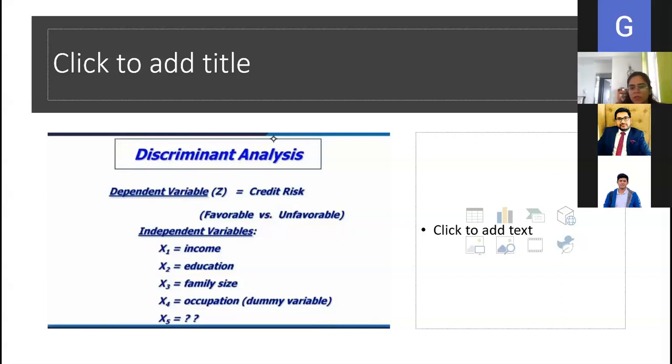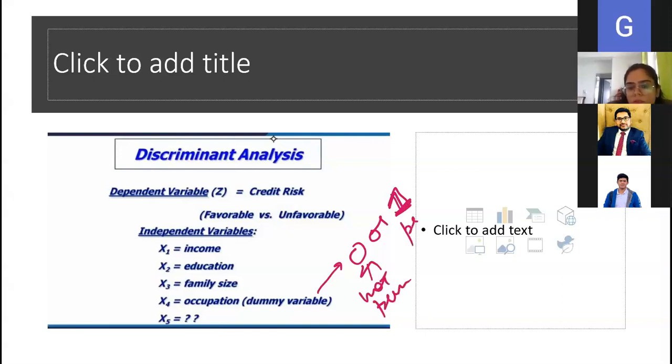Dummy variable means, do you understand what a dummy variable is? Dummy variable is basically 0 or 1, which means a characteristic is not present or present. That is dummy variable, as simple as that. So if I say gender and I say male, I'm giving 1, then to female, I'll say 0. So 0 and 1, that is dummy variable.